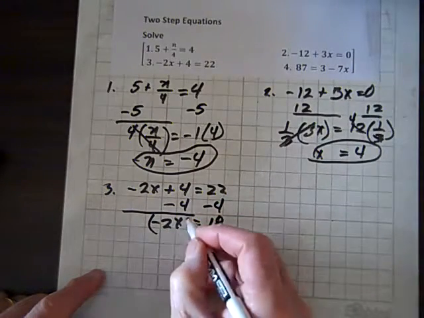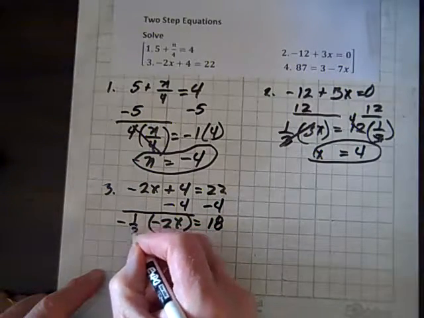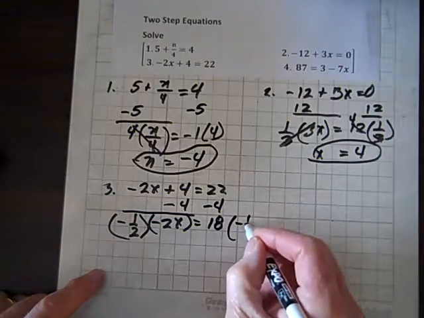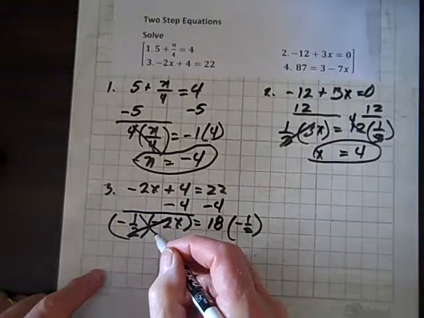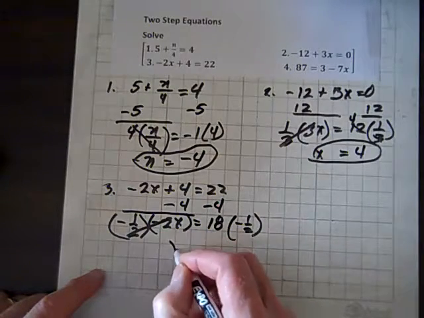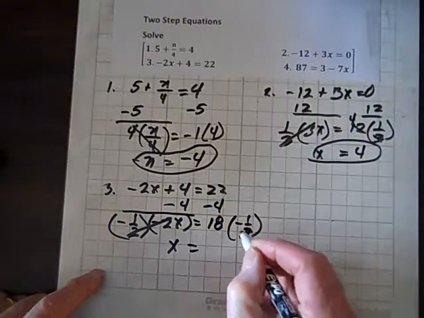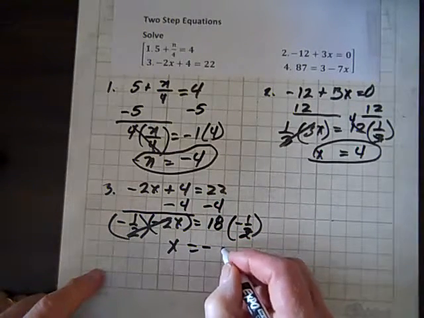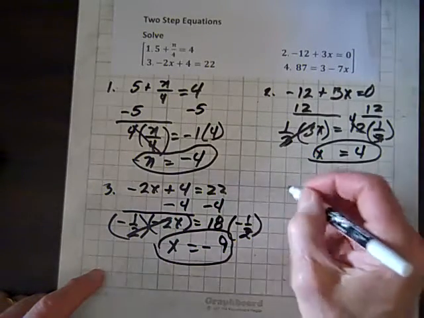Now, we want to get rid of that negative 2, so we'll multiply by the reciprocal of negative 2, which is negative 1/2. And the 2's divide out, and negative times a negative is a positive. And negative 1/2 times 18, well, it's going to be negative, and half of 18 is 9, and we're done with that one.